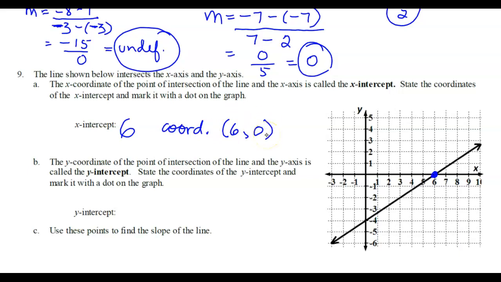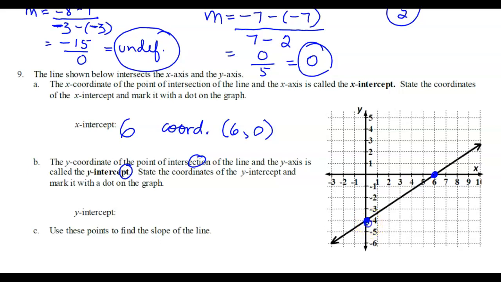So if it just asks you for the x-intercept, you just have to give that number. If it says the coordinates of it, then you go 6, 0 in round brackets. And I've plotted it there. The y-coordinate of the point of intersection of the line and the y-axis, so that's this point, is the y-intercept. Notice how it's got a PT. It's not an intersect. That has a CT, where there's 2 lines crossing, but the actual y-intercept has a P in it. So the words are a little bit different, right?